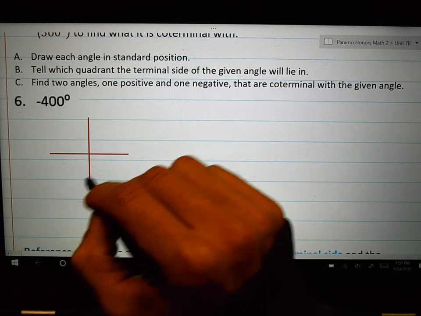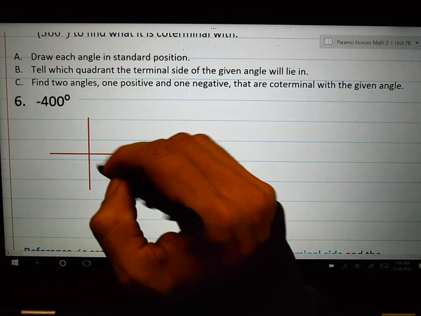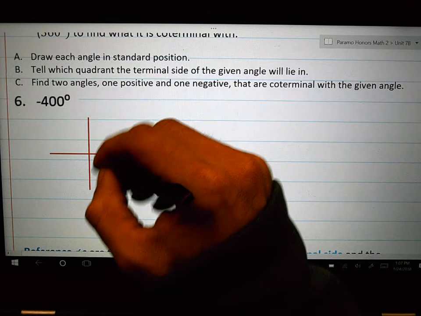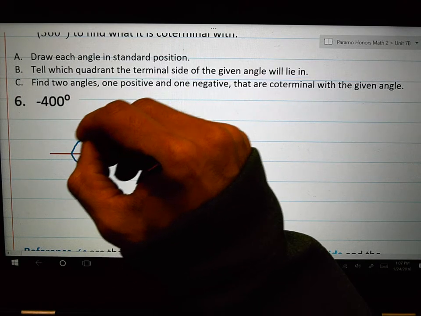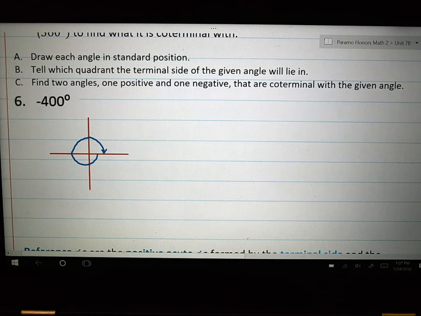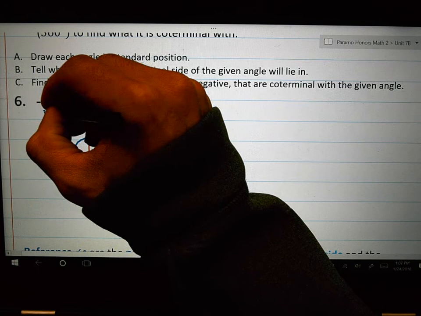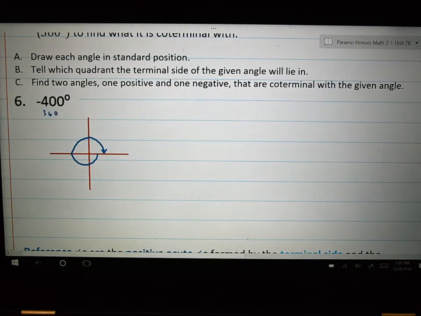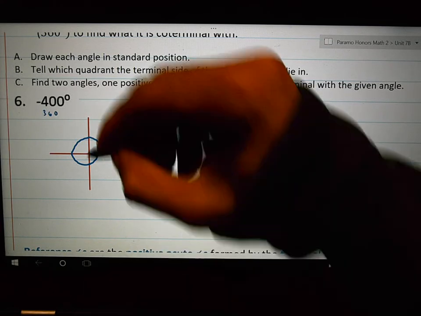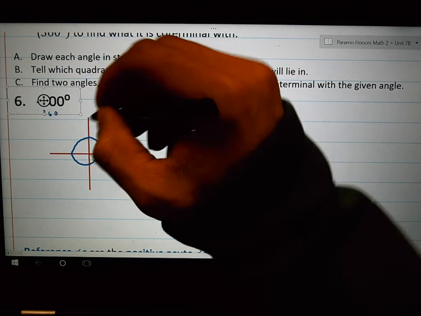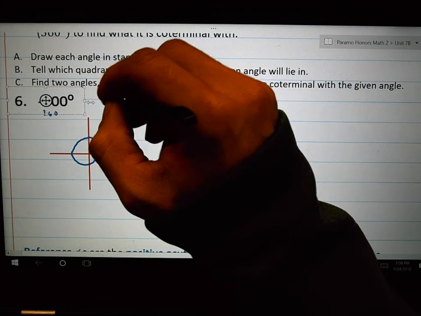Positive angles go this way. Negative angles go this way. So if I start here, let me switch to blue. If I start here and I work my way around, that in that direction is negative 360 degrees. So if I'm thinking about, well, that's negative 360 degrees, how many more degrees do I have to go? And if I have to go that much, what would that look like? Okay, I should know what 45 degrees looks like. I have to go an additional 40 degrees.